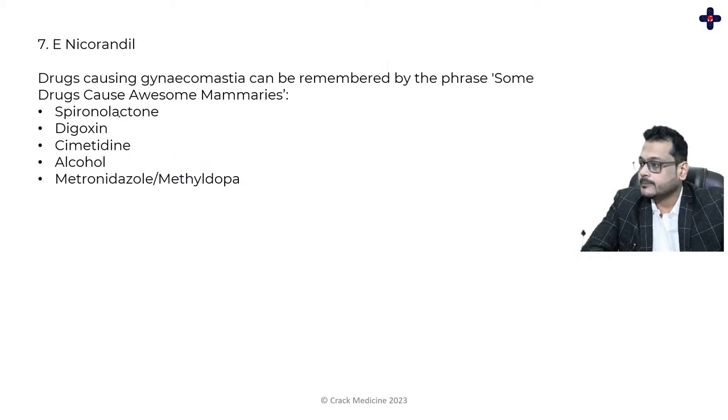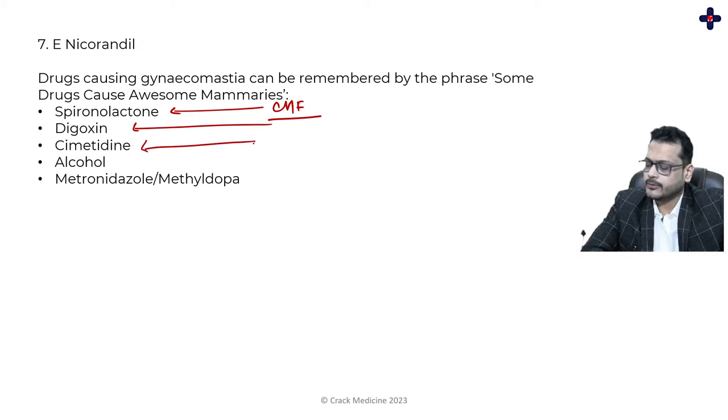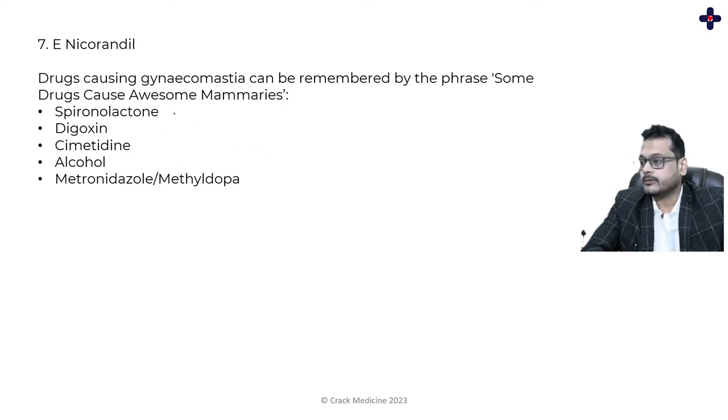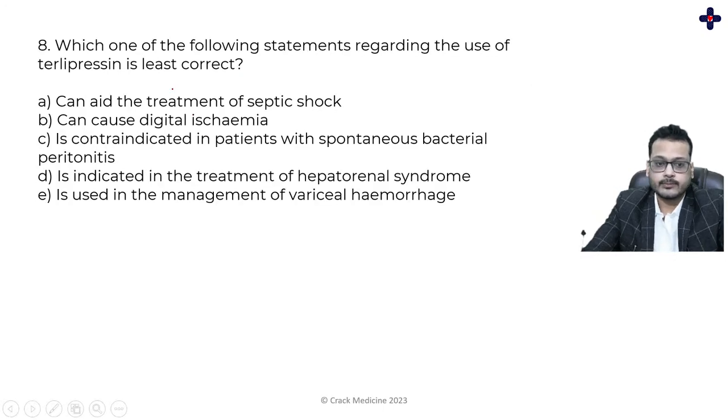gynecomastia. So spironolactone, the star drug of all the ones that definitely causes gynecomastia, since it is being used a lot in cases of heart failure, you have to understand this side effect. Digoxin, same. Cimetidine, not used anymore, but questions, they do come. Alcohol, long-term administration, and metronidazole, long-term administration, which is not frequently seen, but definitely long-term alcohol and spironolactone is the one that you definitely have to remember. So these are some of the drugs associated with gynecomastia. Let's move on to the next question.